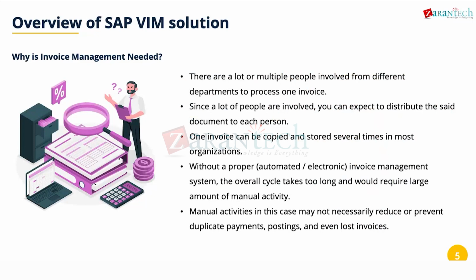This is the reason multiple people from different departments are involved in processing one invoice. We can take multiple examples, like purchase order based invoices. If they want to post, they should know how many goods or services they have received before posting the document into the system. Since a lot of people are involved, you can expect the document to be distributed to each person. It can go in multiple ways: the same document can be copied and given to multiple departments so that they can store it, or the same document goes step by step from one team to another and finally reaches the accounts payable team for them to push the process.